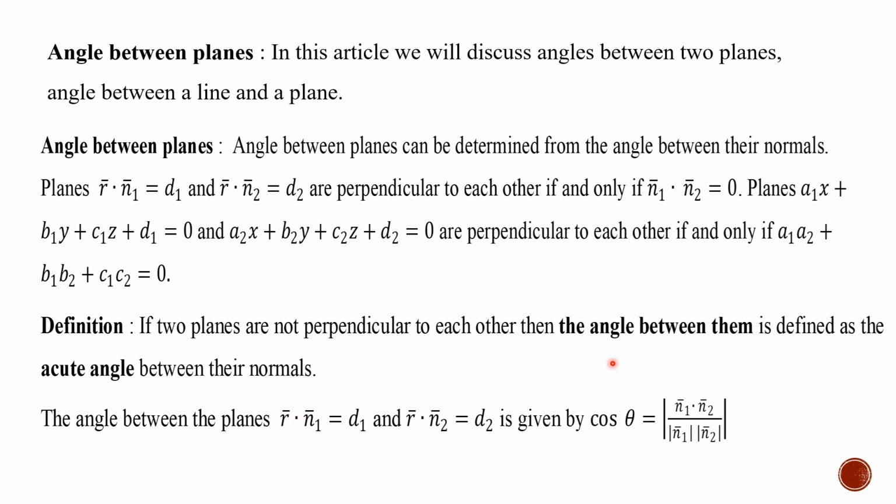Here is the angle between planes. We have two planes with normals n1 and n2. Then the angle between them is represented by cos θ equal to the modulus of the dot product n̄1·n̄2 in the numerator, divided by the multiplication of their magnitudes.